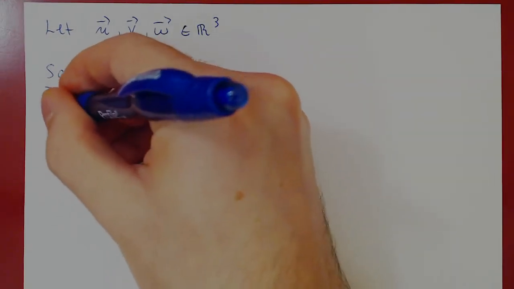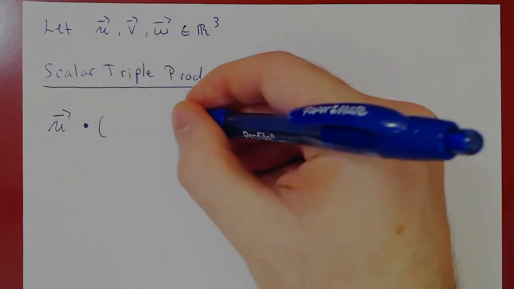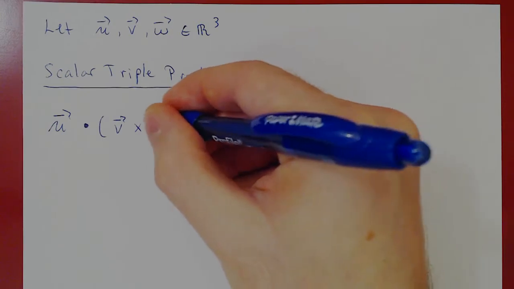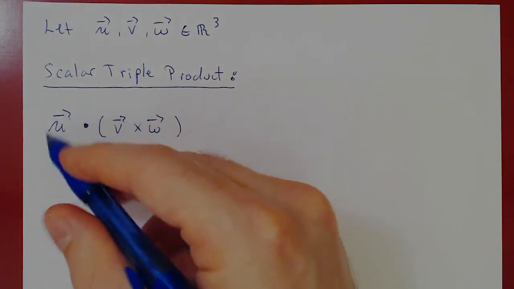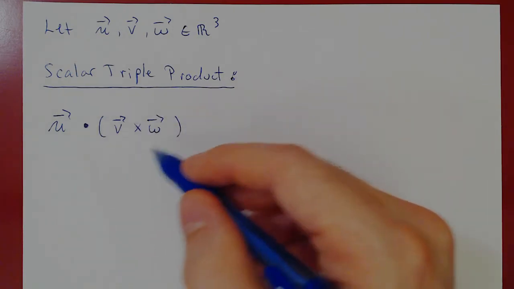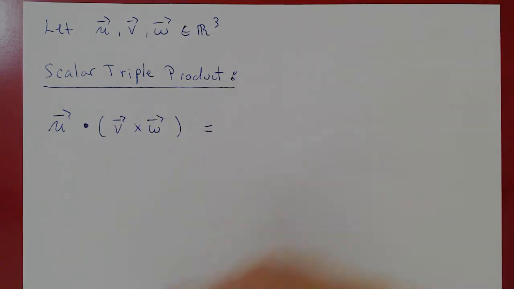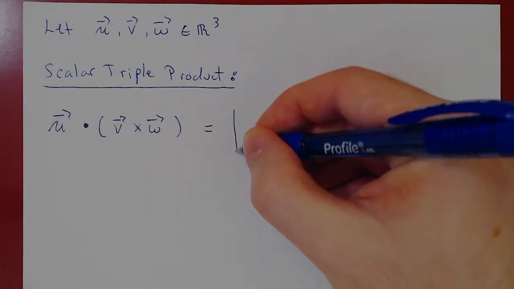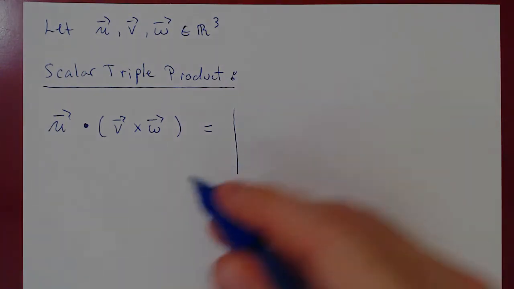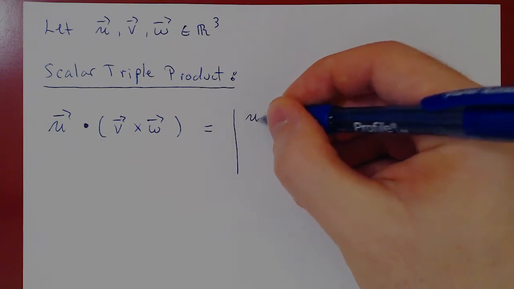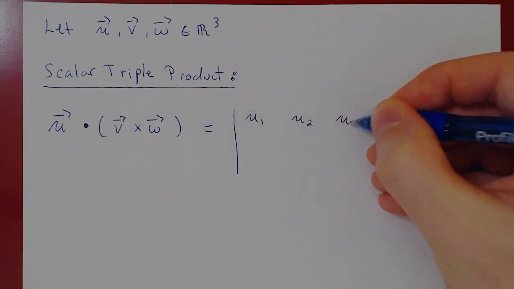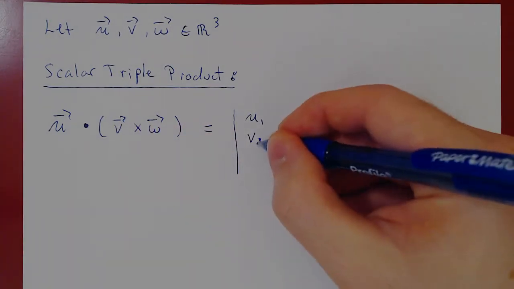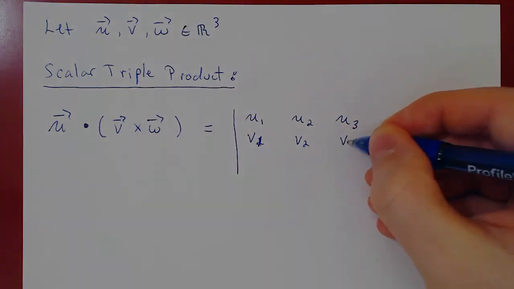So if you take u, which is a vector in R3, and you dot u with the cross product of v and w, this is a real number, because v cross w is a vector in R3, u is a vector in R3, and if you dot two vectors, you get a real number. What's really nice is that this operation, the scalar triple product, is actually the same as the determinant of the matrix whose first row is the coordinates of the first vector, and the second row is the coordinates of the second vector, v1, v2, v3.